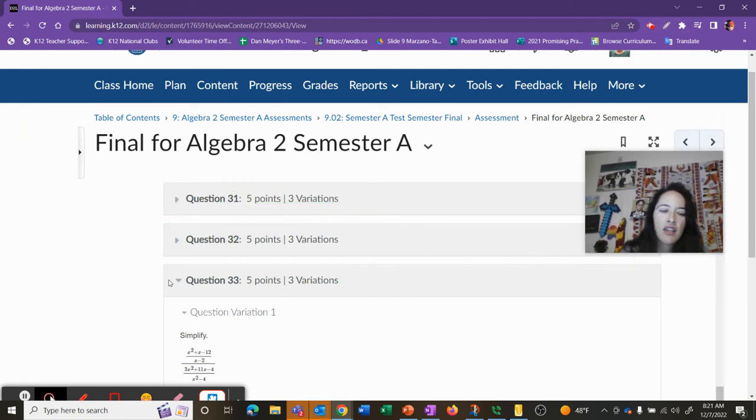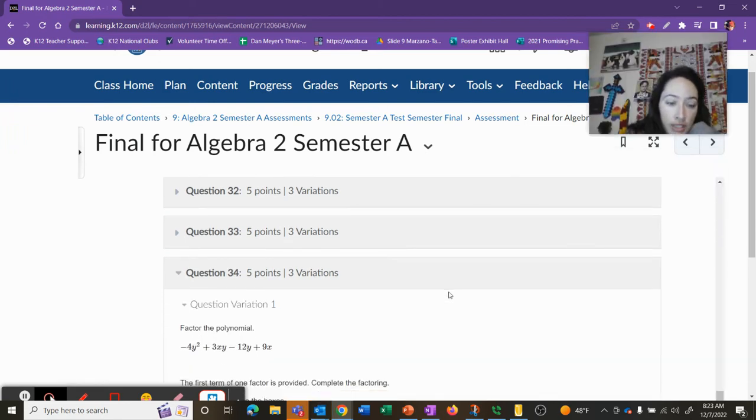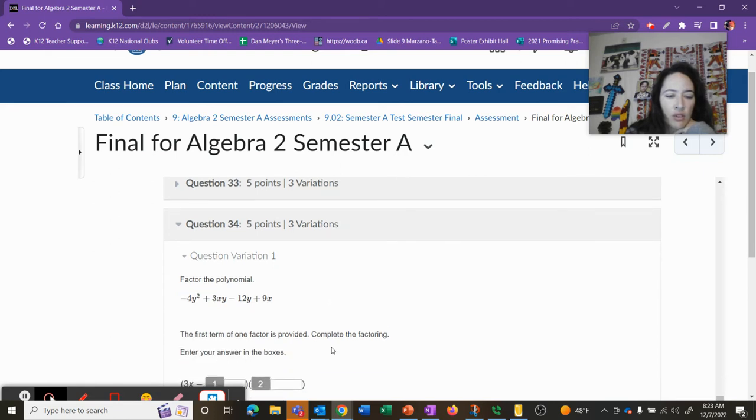Okay. We're also going to do this in class. All right, here we go. Factor the polynomial. Looks like you might want to rearrange and factor by grouping. So if the first term of one factor is provided, complete the factoring. Oh, that's cool. So yeah, I would try that. You might need to rearrange. Notice they get a 3x minus something. So go ahead and try that out.